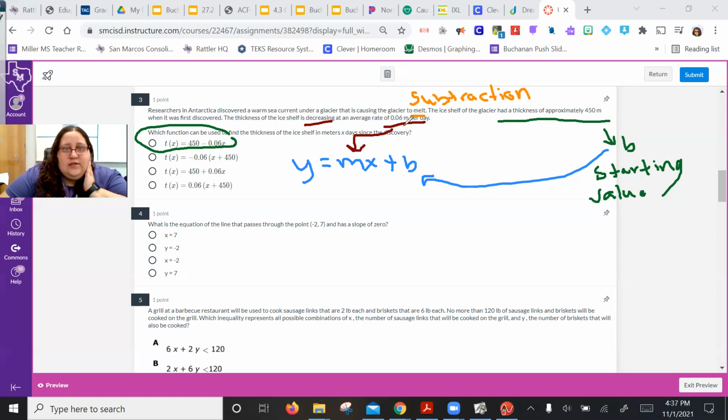So 0.6x plus our starting value, but this is going to be negative because it's decreasing. So 450 minus 0.6x. This is the only one that would work for the subtraction. This one does have a negative in front for that rate of change. The issue is it's got parentheses. So the parentheses would apply to the x, but it would change our starting value. So that's why it's going to be A.